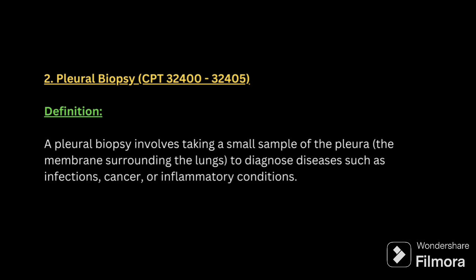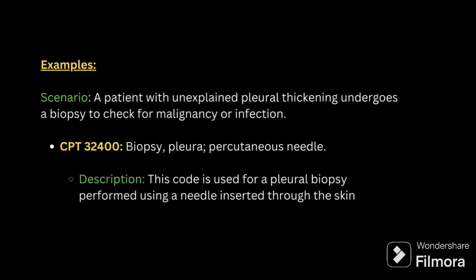Second concept, pleural biopsy, CPT code 32400-32405. A pleural biopsy involves taking a small sample of the pleura, the membrane surrounding the lungs, to diagnose disease such as infection, cancer or inflammatory condition. The example for this is a patient with unexplained pleural thickening who undergoes a biopsy to check for malignancy or infection. For this, we will be coding 32400, biopsy procedure.